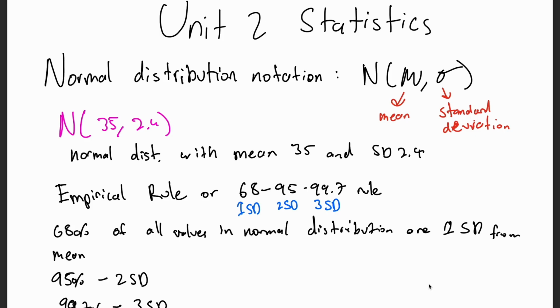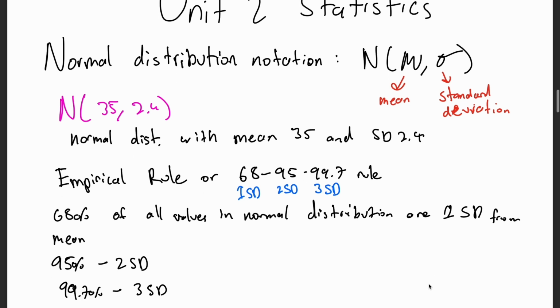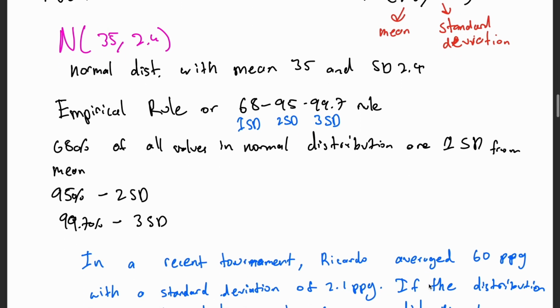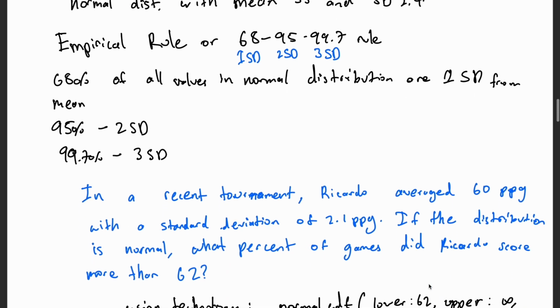And now we have the empirical rule, which is what I'm going to go over next. The empirical rule, or the 68, 95, 99.7 rule, states that 68% of all values in a normal distribution are 1 standard deviation from the mean, and 95% of them are 2 standard deviations from the mean, and 99.7% of them are 3 standard deviations from the mean.